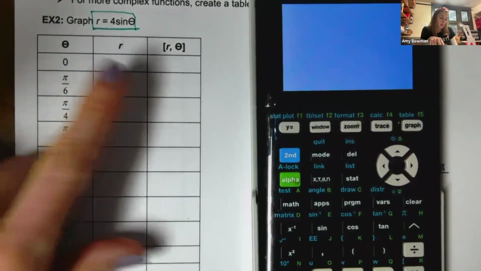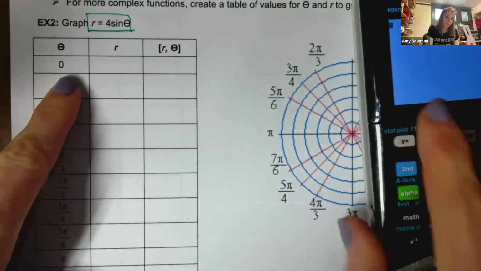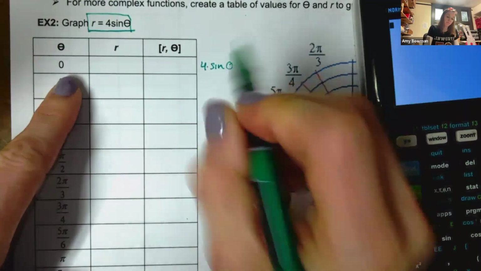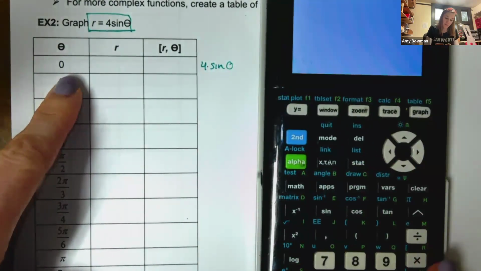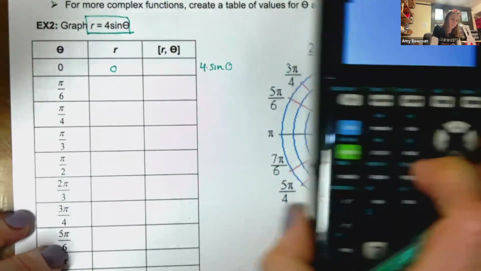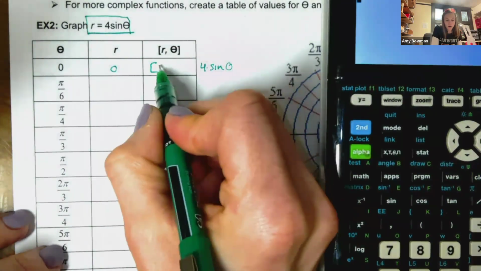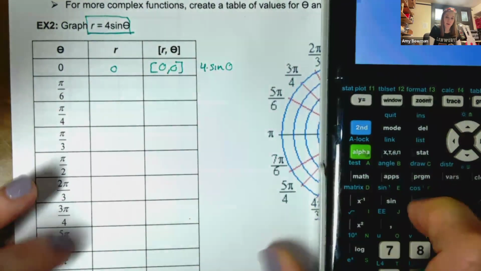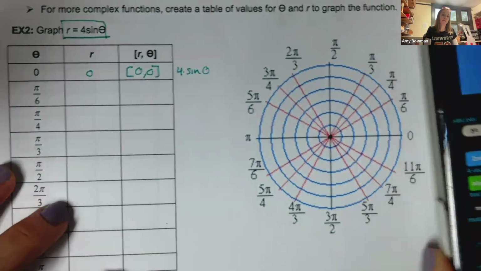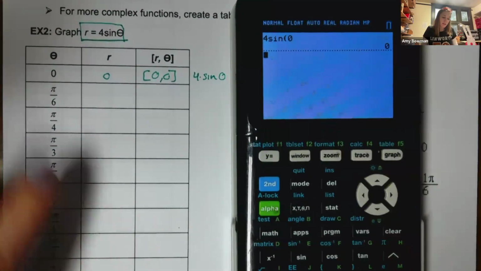So to figure out the r value when theta is 0, we're just plugging in 4 times the sine of 0. So 4 sine 0. Sine of 0 is 0, so no surprise that our output here is 0. So we've got r of 0, theta 0, and we've got a point at the pole. This is the first point on our graph. And then we continue on.